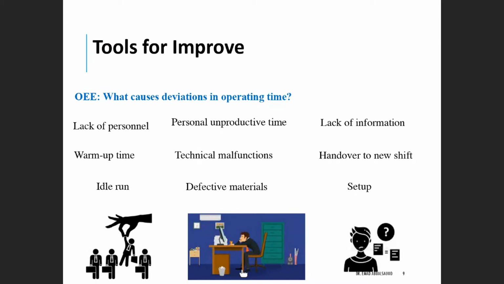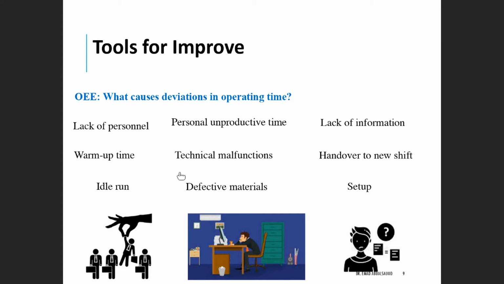A lack of personnel, a lack of resources, warm-up time. For example, you have equipment that needs to be warmed up before you use it. Idle run: the equipment is running, but there is no material, for example, so it is not producing. Personnel under-productive time: you have some employees who are not as productive as they should be. He's working 8 hours, but his productivity may be 2 hours.